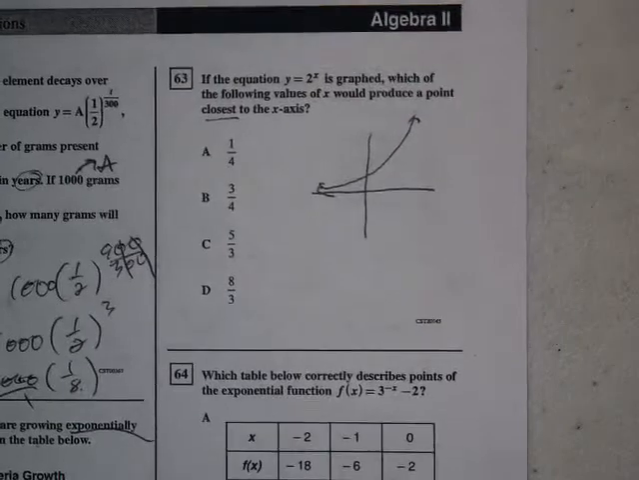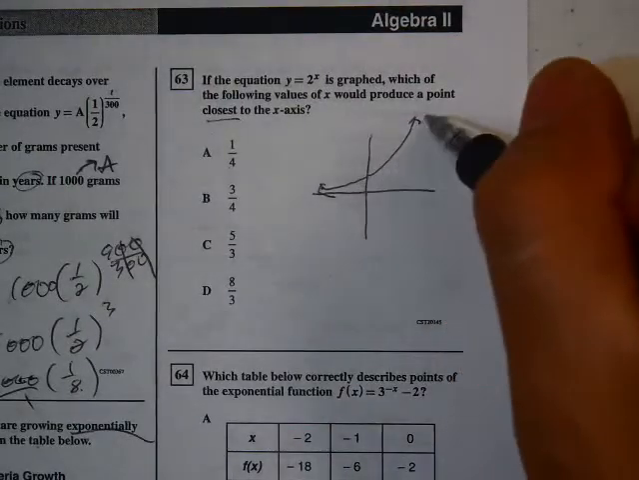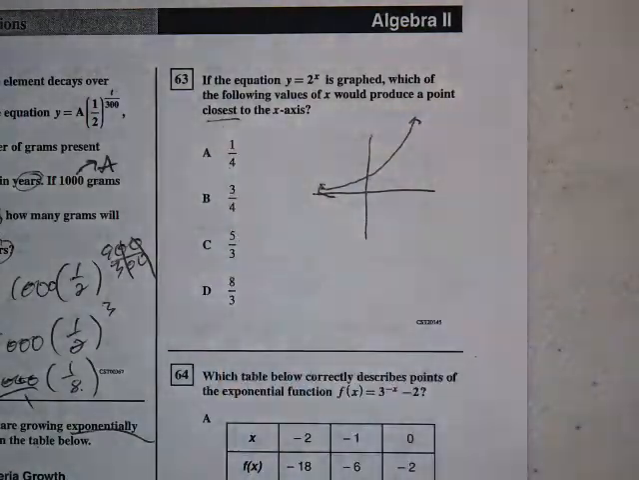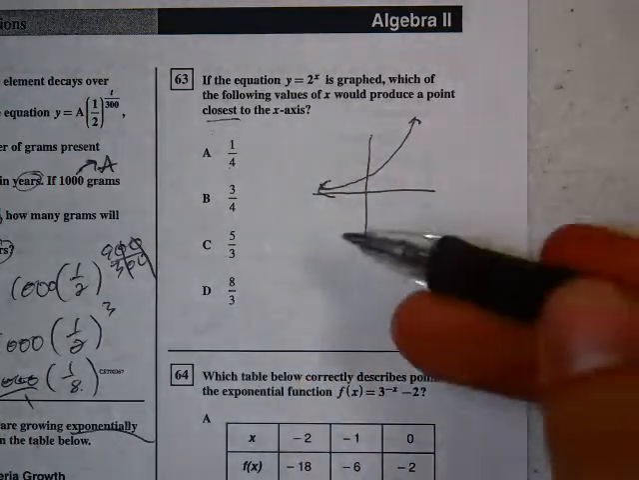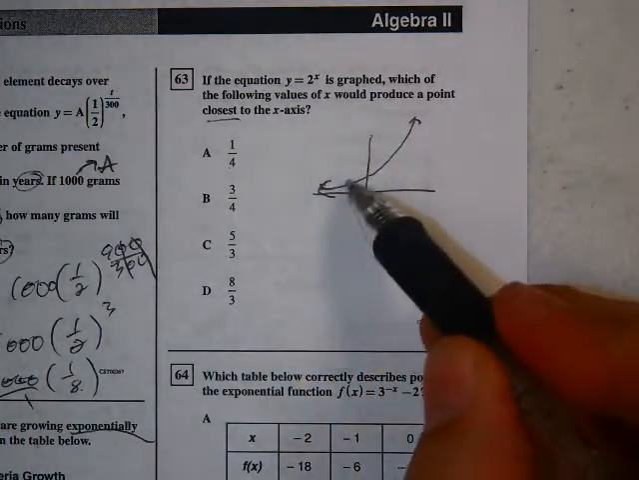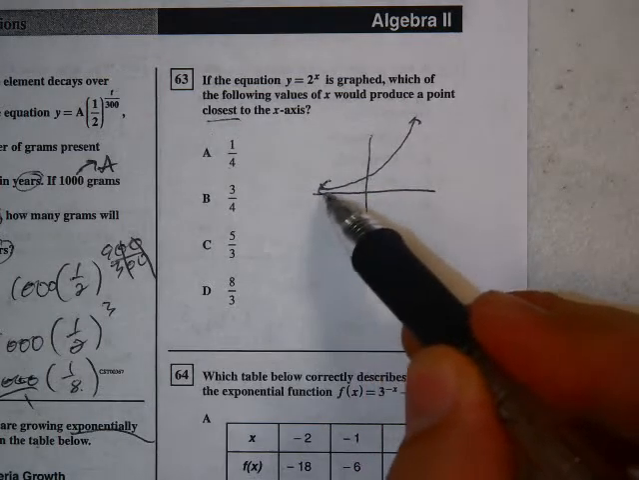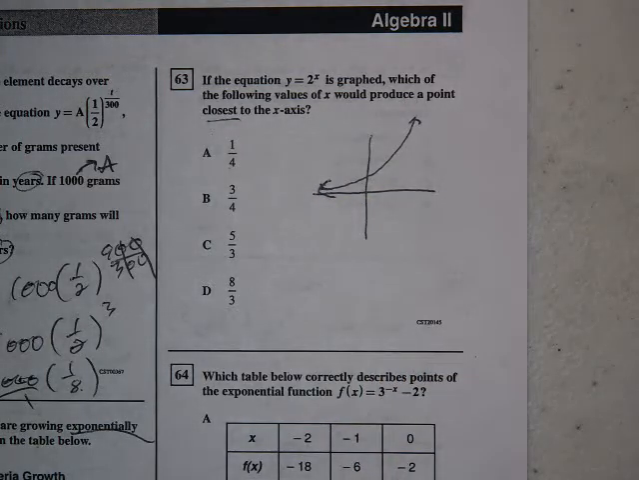So we go back to the problem at hand. We have this curve going up. Again, the point closest to the x-axis. As we go to the left, it's going to get closer. This curve is going to get closer and closer to the x-axis, but it's not going to touch. So basically what we're looking for is the smallest of these values.